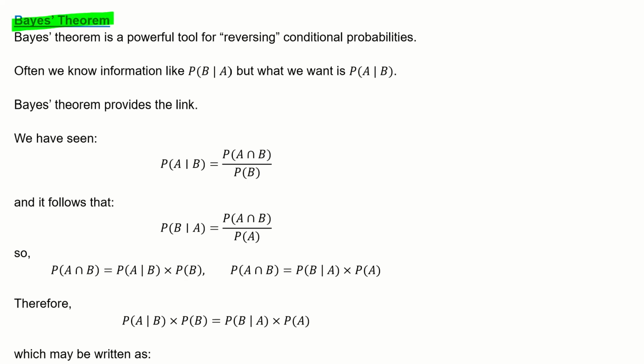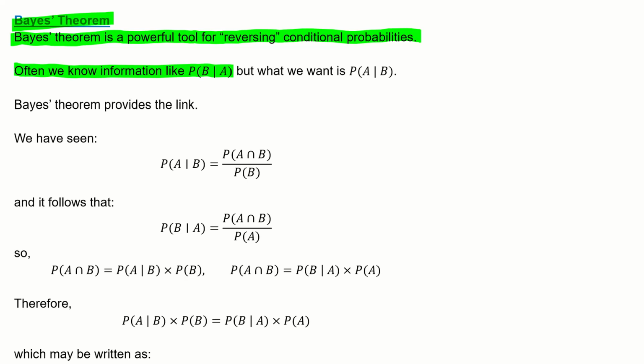Bayes' theorem. Bayes' theorem is a powerful tool for reversing conditional probabilities. Often we know information like the probability of B given A, but what we want is the probability of A given B. This has a lot of use out there in the real world. I know it's used a lot in medical research, but I've even seen it used to look at historical claims. Bayes' theorem provides the link.